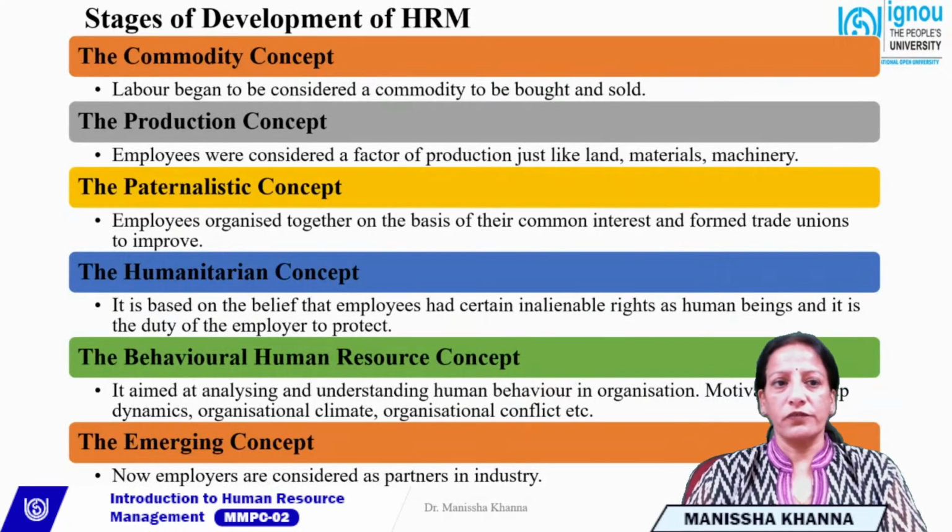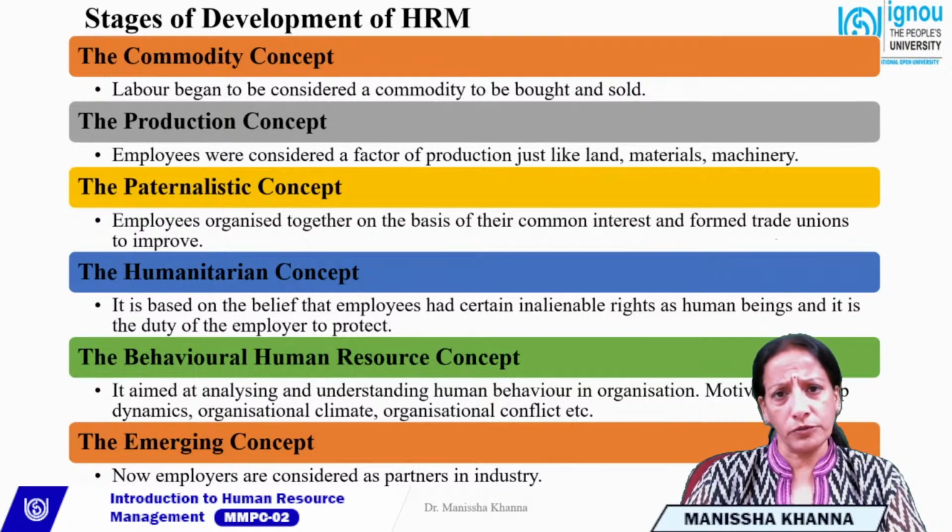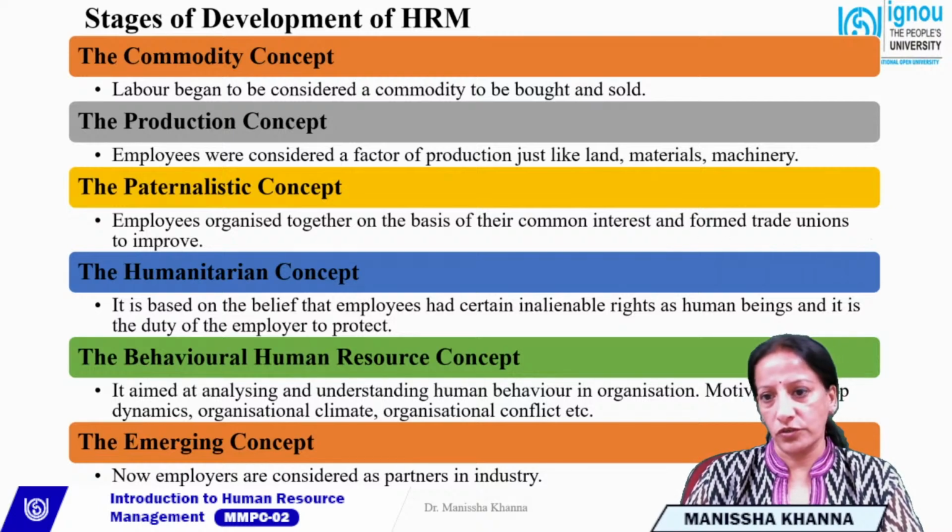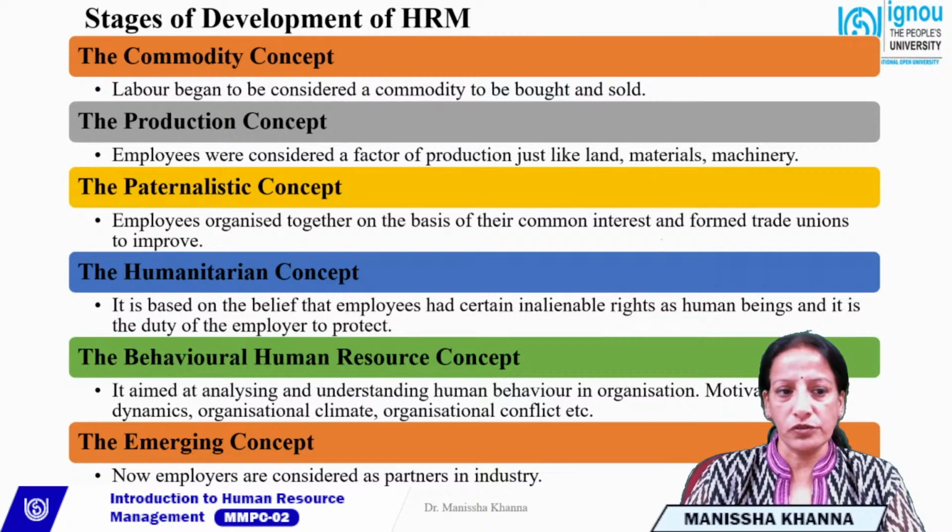There are certain stages of development. First is the commodity concept, where the workers begin to be considered as a commodity to be bought and sold. Then comes the production concept, where the employees are considered a factor of production, just like land, machinery, materials, or any other asset of a company. The paternalistic concept, where the employees organized together on the basis of their common interest and formed trade unions to improve.